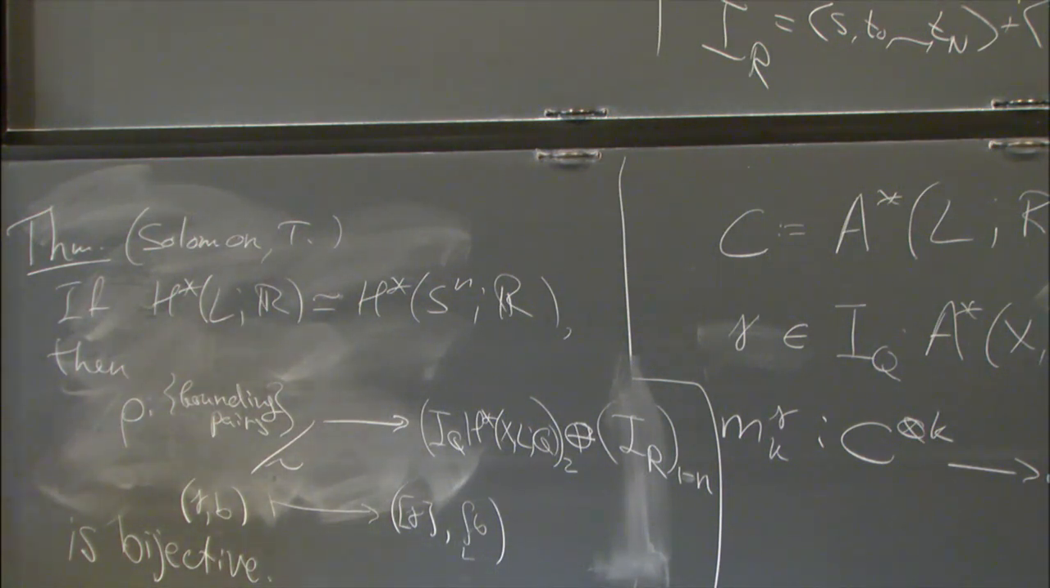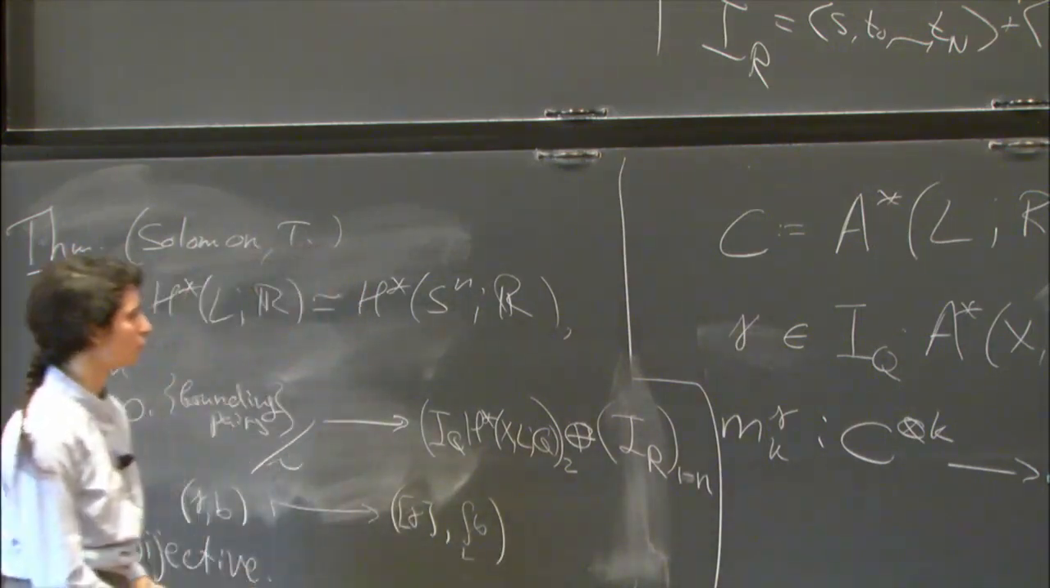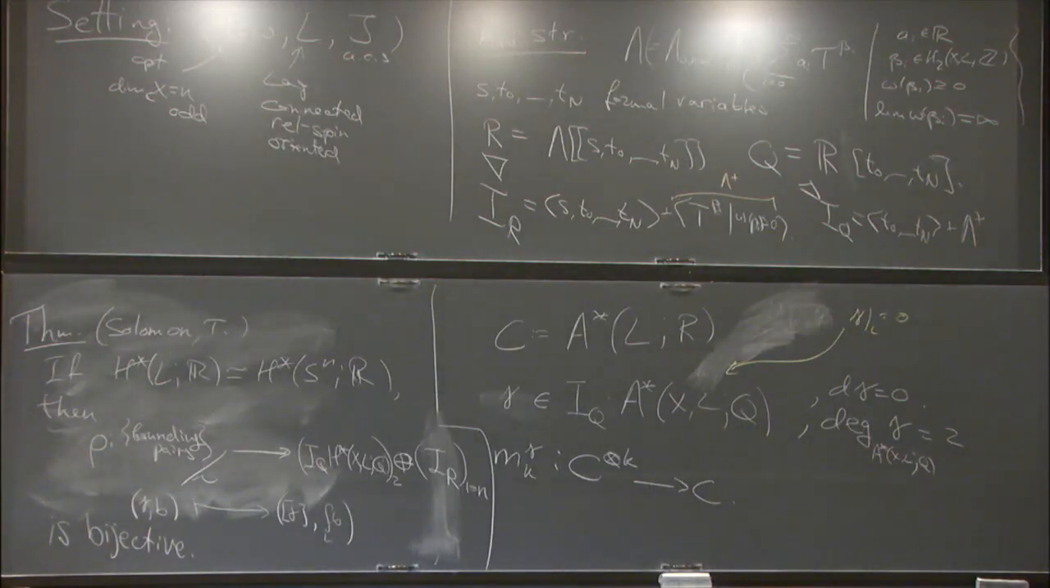And so now I have enough to tell you about the superpotential and what it has to do with open Gromov-Witten theory, and then I can move to the relative quantum cohomology.